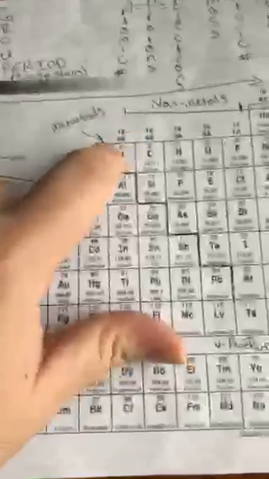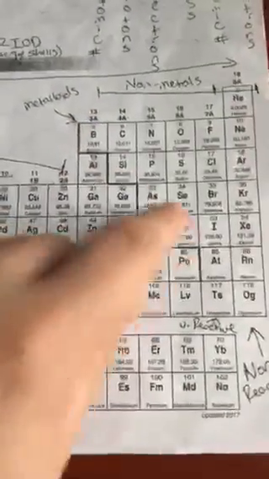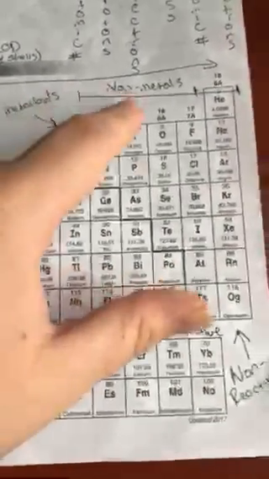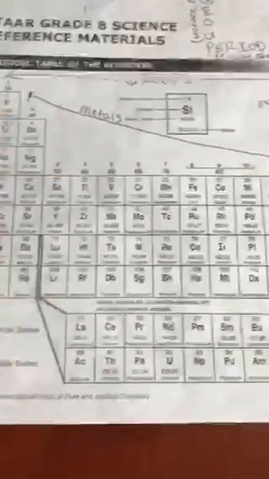I also break down our metals. Remember, with our stair step, these elements on the stair step are our metalloids. And then to the right, we have our nonmetals. To the left, the rest of the table besides hydrogen are our metals.